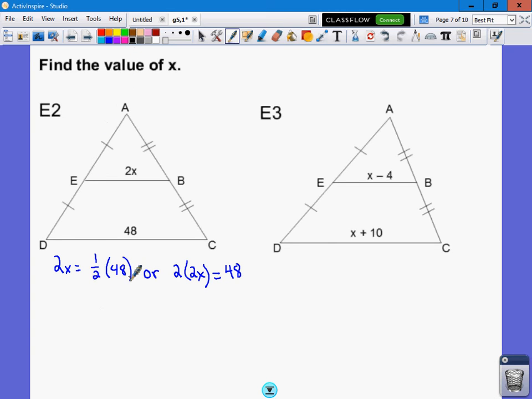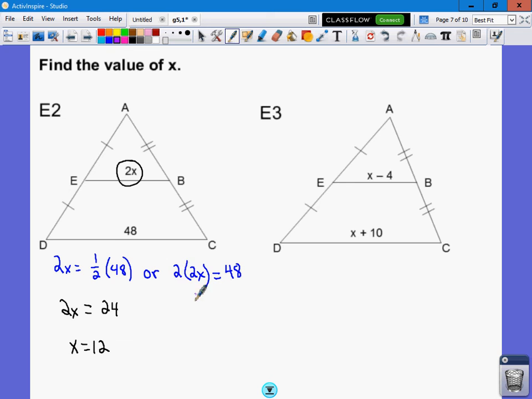What is half of 48? Question. Why is the mid-segment 2x? It's what they gave me there. The mid-segment was what? 2x. It's what's in the value. Okay? At this point, I have 2x equals 24, and I'm going to divide both sides by 2, and x would be 12. Now we're going to see if it came out different doing it the other way.